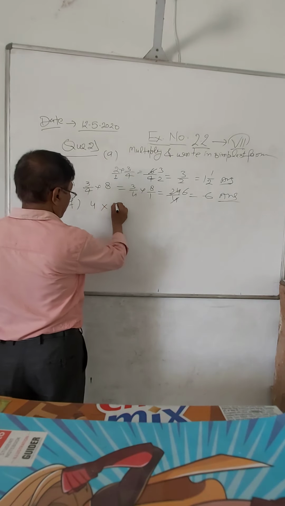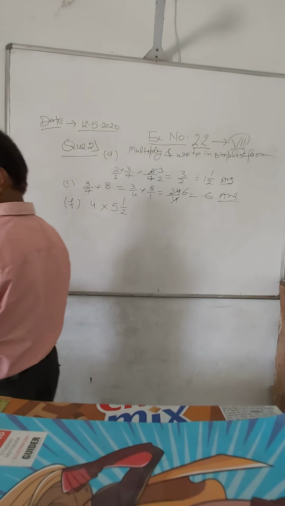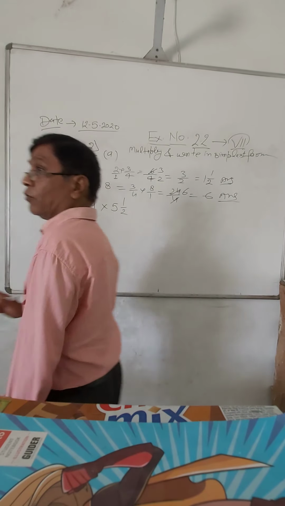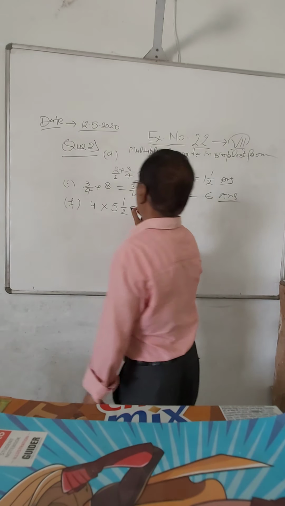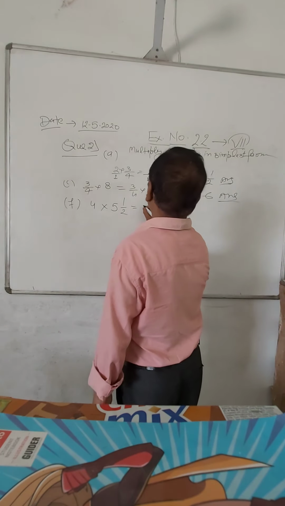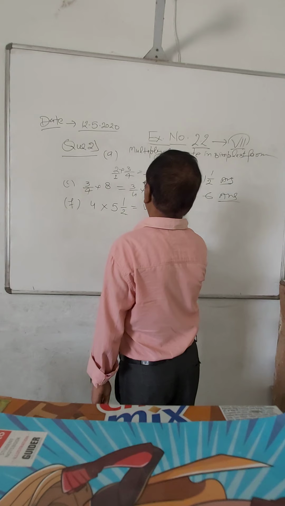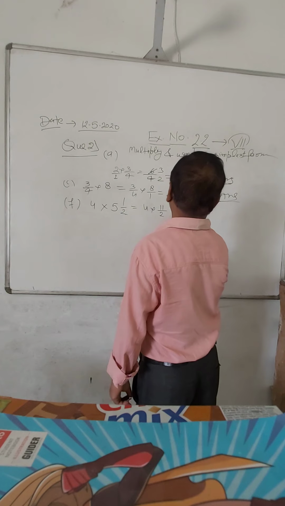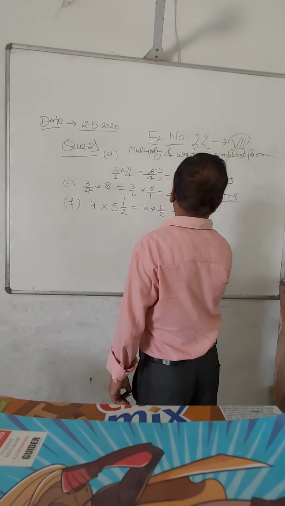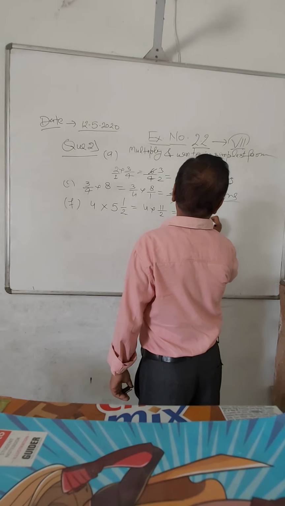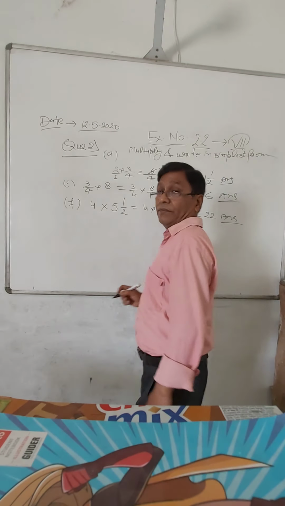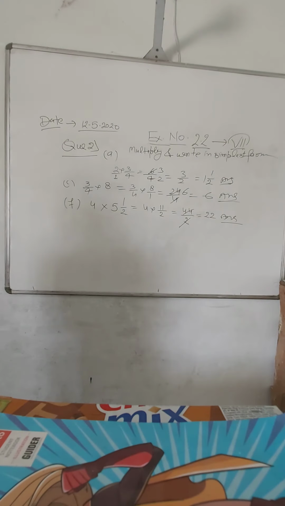4 into 5 whole 1 by 2. This also you just take 4 into 5 whole 1 by 2. So this you can write, first make it an improper fraction. So 2 5s are 10, plus 1, 11 by 2. Then 4 into 11 is 44 upon 2, and if you simplify it will become 22. So this will be the answer of this. Now take the next problem. Next problem is F, 2.2.